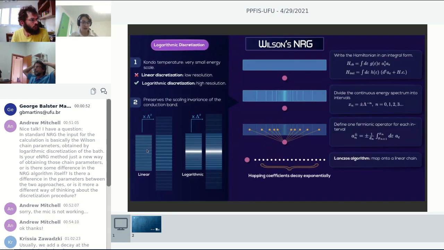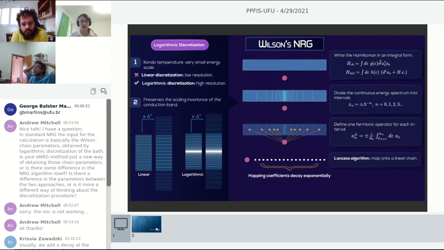In a linear discretization, we do not have scaling invariance. I can say whether I am before or after the multiplication by this factor. And I know this because the characteristic energy scale given by the separation of the levels grows. In the logarithmic discretization, we have scaling invariance, and we are not introducing an unphysical characteristic energy because we see that there is nothing to grow or to shrink, no characteristic energy to tell me if I am before or after the multiplication by this factor. So this is preserving the scaling invariance of the original conduction band.